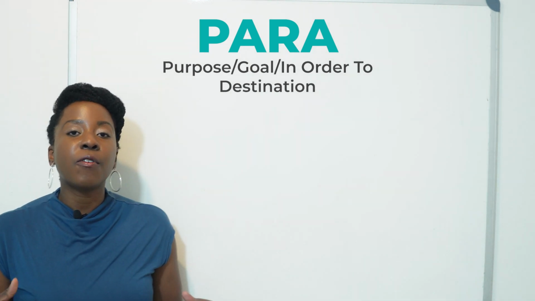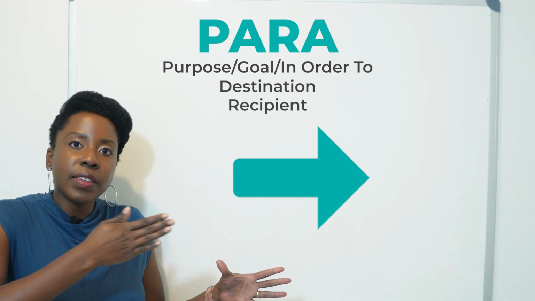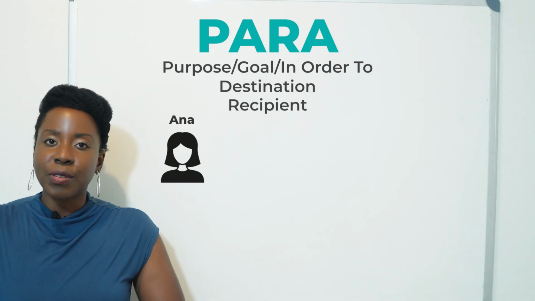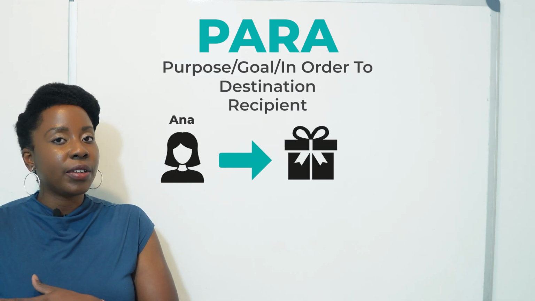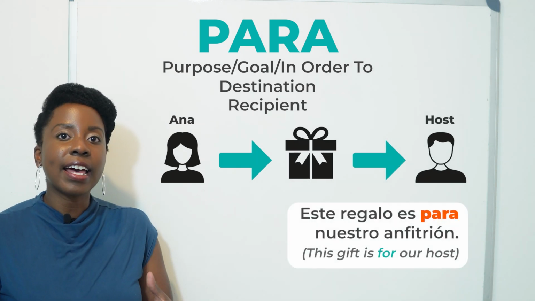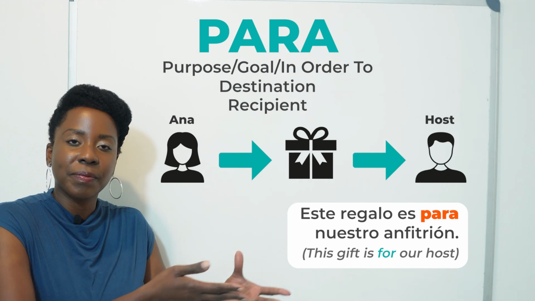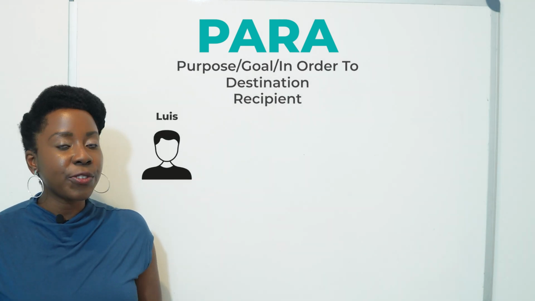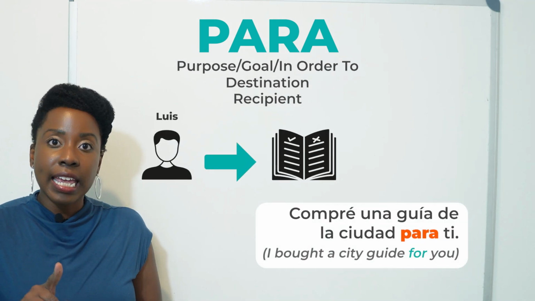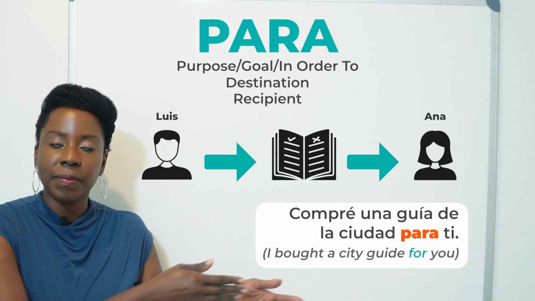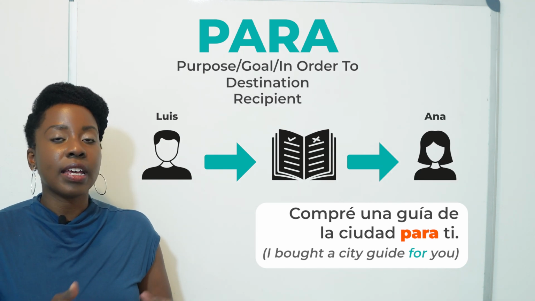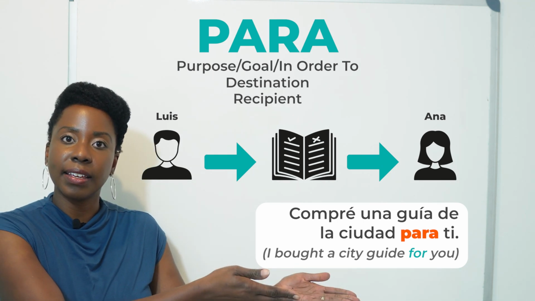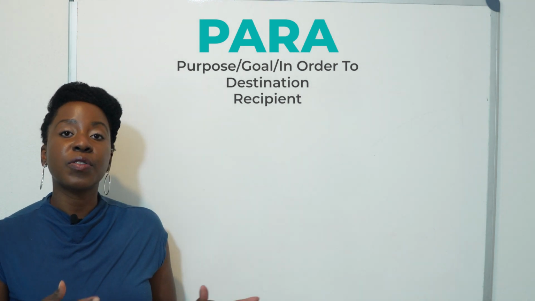We can also use para for a recipient. So again, we have our arrow going this way because we have something, we're giving it to someone else. So Ana thinks about her host. She wants to make a good impression on her host when they arrive to Oaxaca, so she buys them a gift. Este regalo es para nuestro anfitrión. Luis wants to be a smart traveler and he says, compré una guía de la ciudad para ti. So he has something in his possession and it's going to a recipient. Para ti. For you.